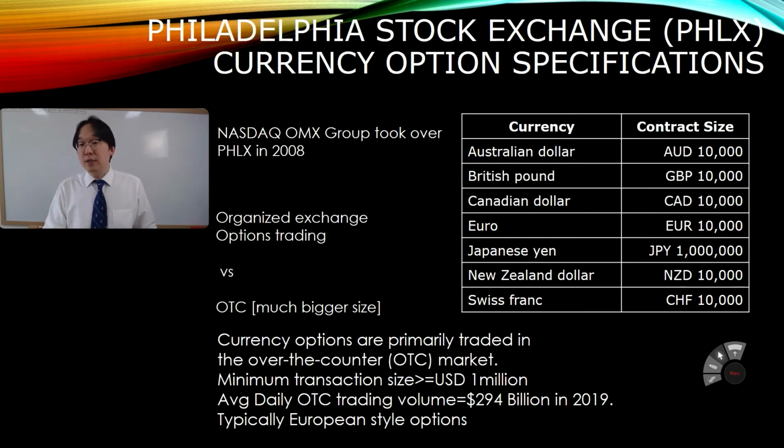The currency and the contract size for different currencies are shown here. Australian dollar, 10,000 Australian dollar units. British pound, 10,000, and Canadian dollar, euro, Japanese yen, New Zealand dollar, and Swiss franc. Those contract sizes are there. These are quite standardized products that can be traded on an open exchange like this.